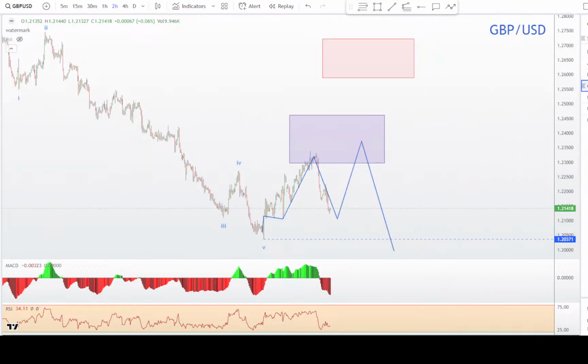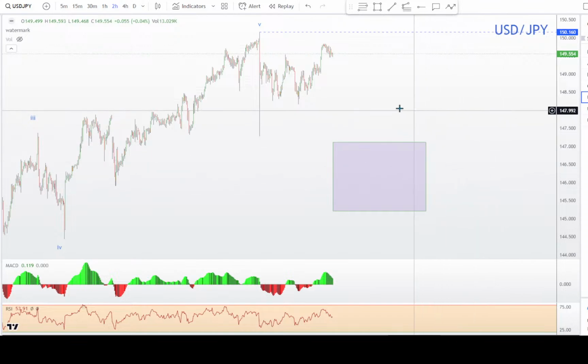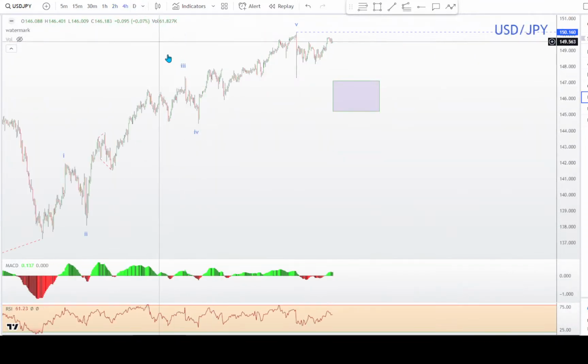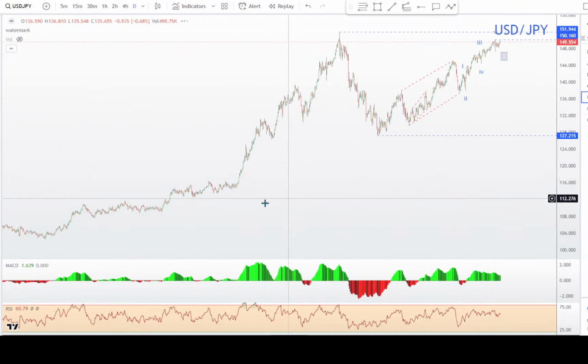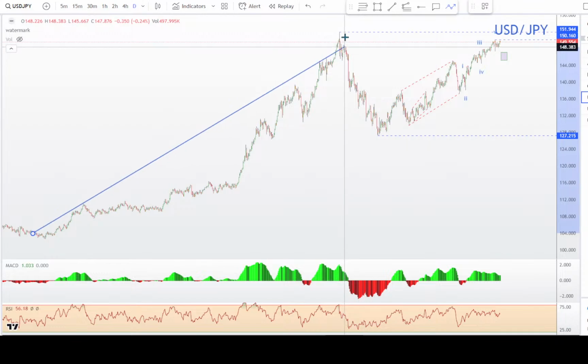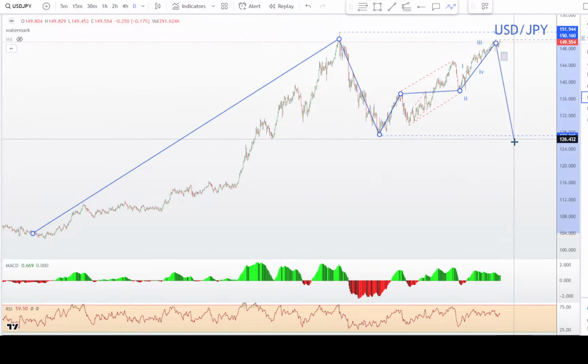So the euro and the pound have a very similar look. And then if we look at the yen, it is starting to look possibly like it's doing something different. I'm going to zoom way out to the daily. I've been thinking that after this big move up like that, this is just the first part of the correction. And then they had this running flat. That'd be an ABC, and then they would come all the way back down.